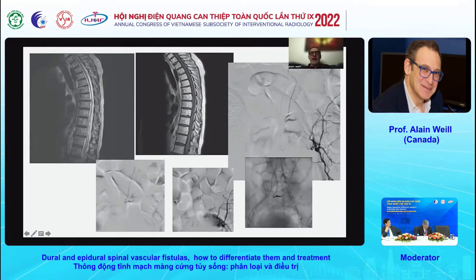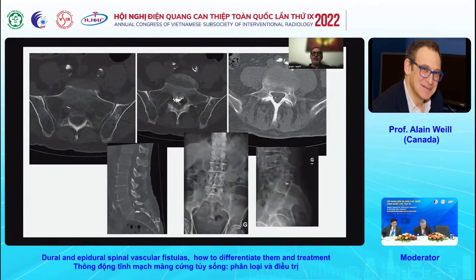But actually, as I showed you a dural fistula at the sacral level, here there is an epidural fistula at the sacral level, and it's exactly the same. You can see that when you inject selectively the sacral branch, you have a pouch which is filling and draining into a dural vein and creating the same symptoms as the dural fistula.